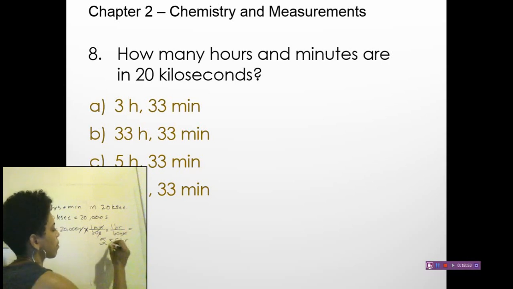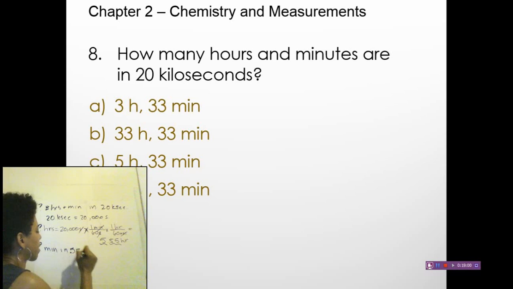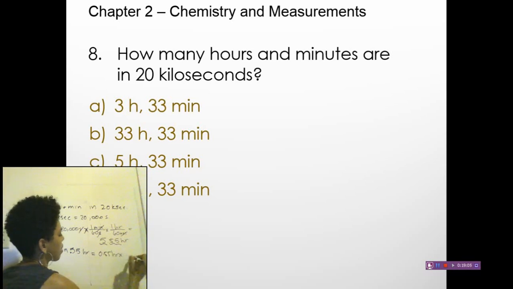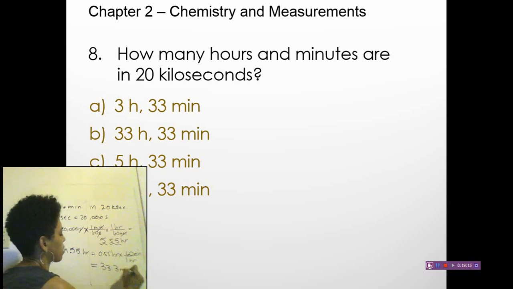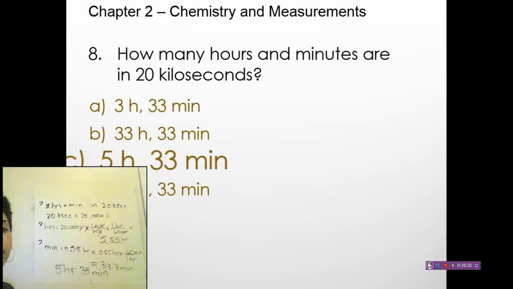So we've got our 5 hours. We want to know how many minutes in 0.55 hours. So 0.55 hours times 60 minutes per 1 hour. And from that, we get 33.3 minutes. So the answer is what? 5 hours and 33 minutes. That's our answer. All right.